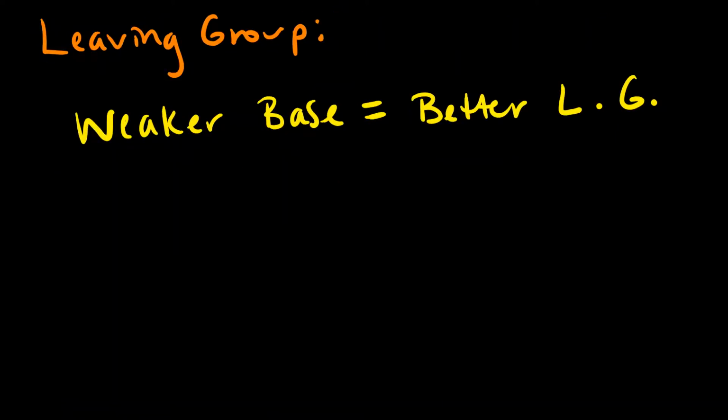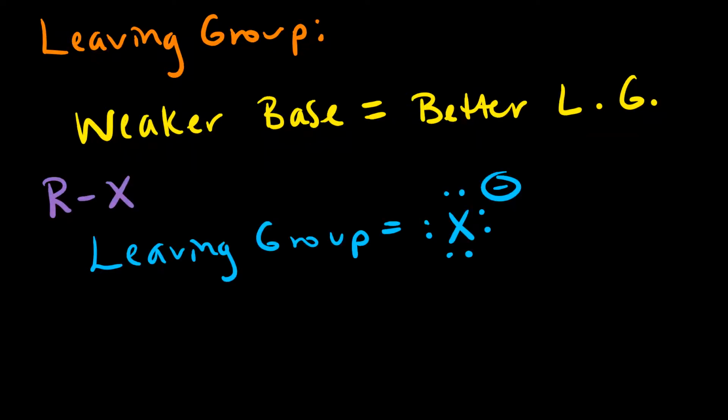In terms of leaving group, it's this simple rule that you will need to follow all throughout your study of organic chemistry, and that's a weaker base is always a better leaving group. As I mentioned, the leaving group in these SN1 reactions that we're studying with the alkyl halides is going to be the X, the halogen itself, and it leaves in the form of X-.